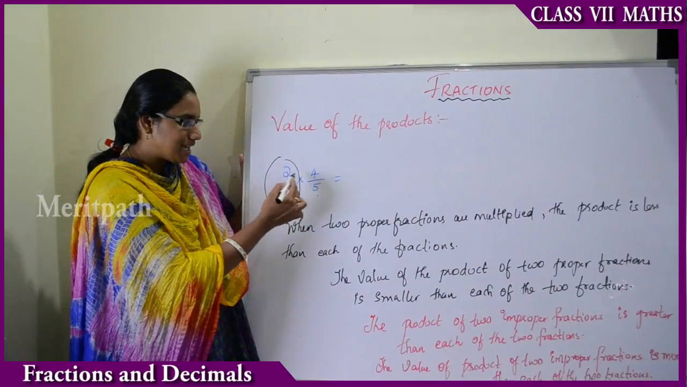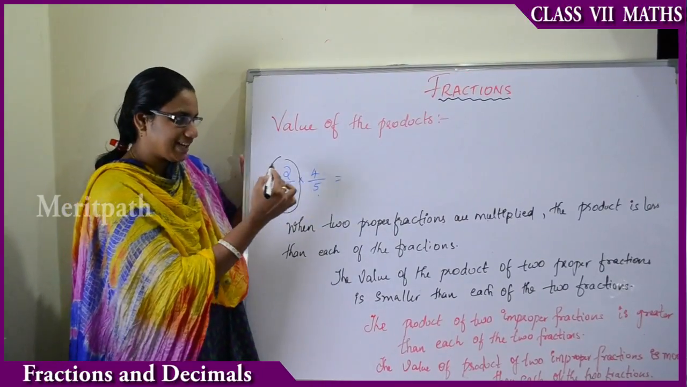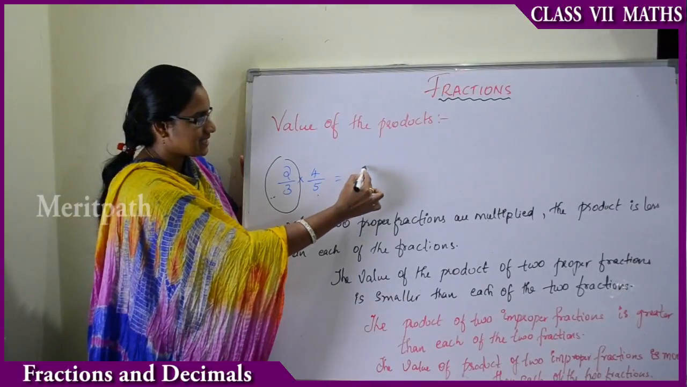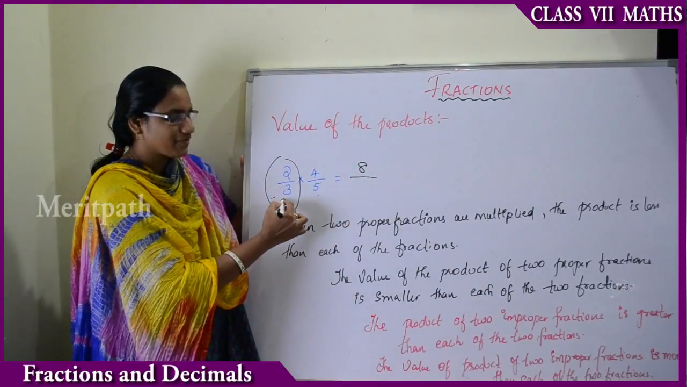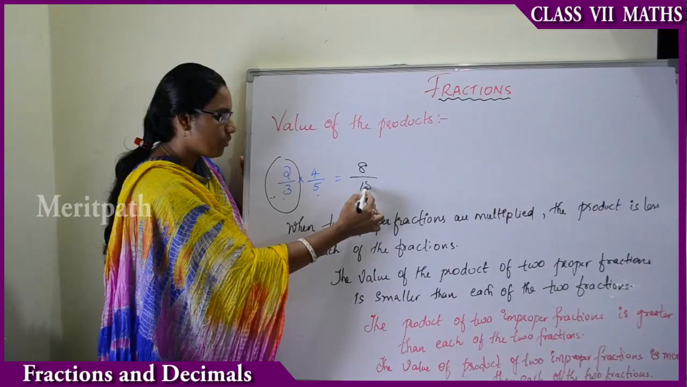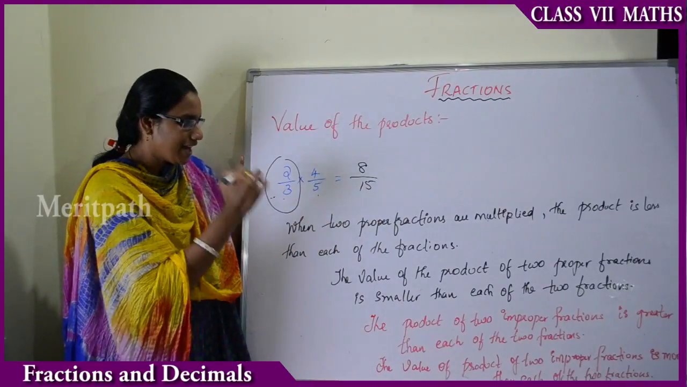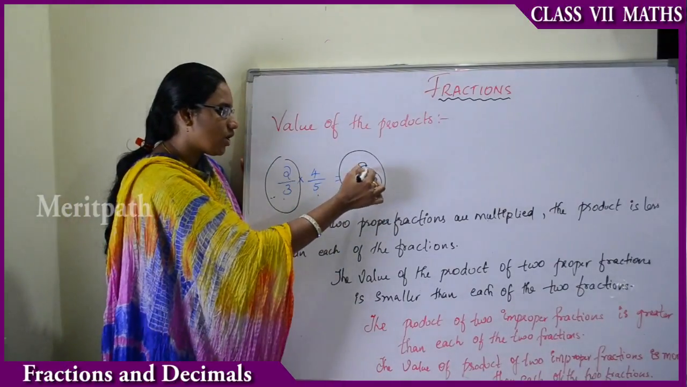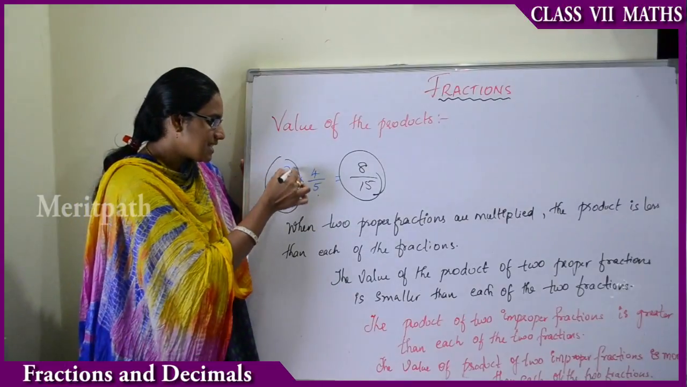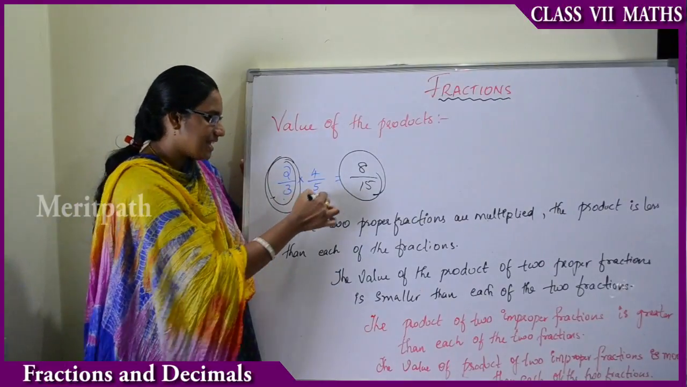Now, if I multiply these two fractions, I will be getting the answer 2 into 4, that is 8, divided by 5 3s are 15. This is how we have to multiply the fractions. Now, the resultant I got is 8 by 15, which is less than 2 by 3 and less than 4 by 5.